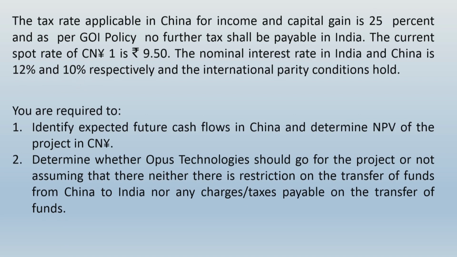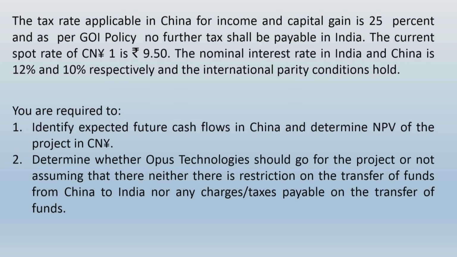Now, you are required to identify the expected future cash flows in China and determine NPV of the project in Chinese yuan. That means first of all, they want you to identify all the cash flows in China, and now determine the NPV of the project in Chinese yuan. That means the approach that you have to follow is the foreign currency approach. Further given, determine whether Opus Technologies Limited should go for the project or not, assuming that neither there is restriction on the transfer of funds from China to India nor any charges or taxes payable on the transfer of funds.